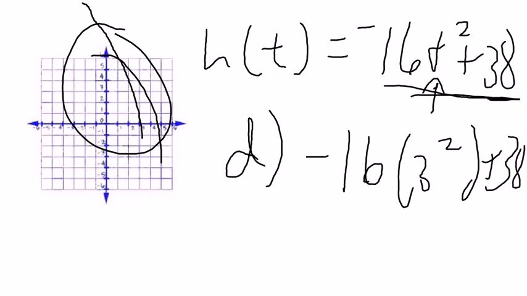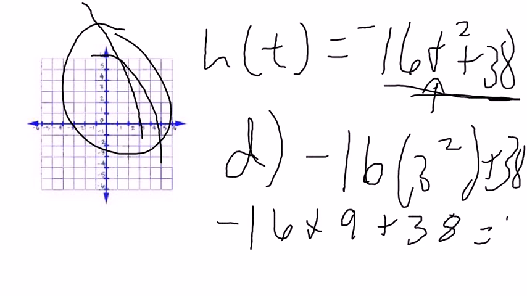So negative 16 times 9 plus 38. You can tell just from this that's definitely not going to equal 0. There's no way that's ever going to equal 0. 16 times 9 is negative 144 plus 38, so it's going to be like negative 106. There's no way that's going to be 0. So the answer has to be C.